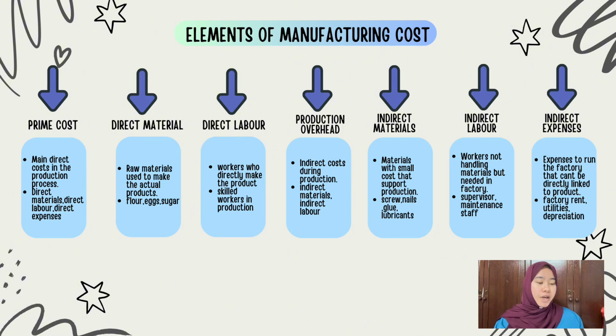Next, we have production overhead, which is indirect costs during production, such as indirect materials and indirect labor. Indirect materials are materials with small costs that support the production, such as screws, nails, glue, or lubricants for the machine to process the product. Indirect labor is workers who do not handle the materials but are needed in the factory, for example a supervisor to supervise the activity of making the product.